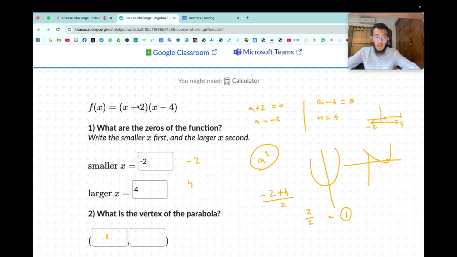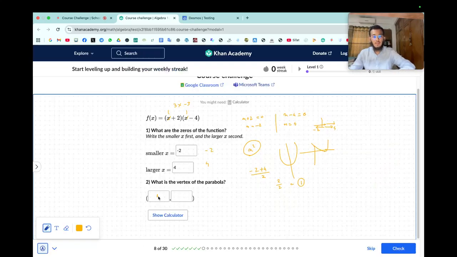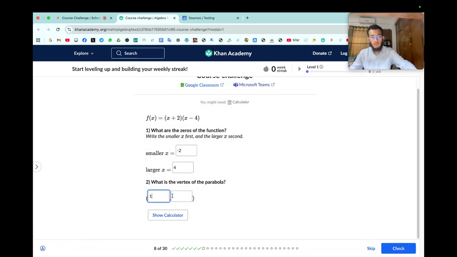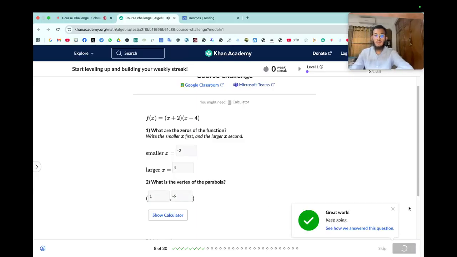But what about the y? Let's plug in 1. So 1 plus 2 is 3, multiplied by 1 minus 4, which is -3. So 3 times -3 is -9. So the vertex is (1, -9). All right.